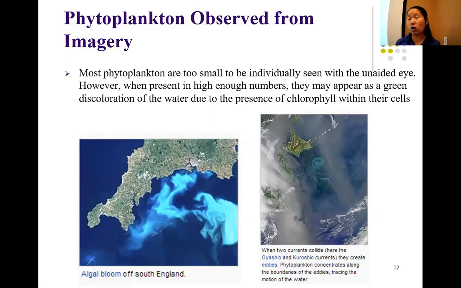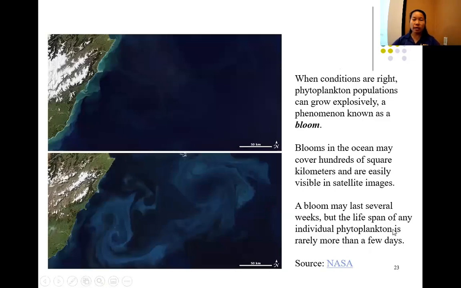Most phytoplankton are too small to be individually seen with the unaided eye. However, when present in high enough numbers, they often appear as a green discoloration of the water due to the presence of chlorophyll within their cells. When conditions are right, phytoplankton populations can grow explosively, a phenomenon called a bloom. This example shows when they just start, and this shows when they develop to a large extent and become more obvious. Blooms in the ocean may cover hundreds of square kilometers and are easily visible in satellite images. A bloom may last several weeks, but the lifespan of any individual phytoplankton is relatively short, just a few days. Okay.